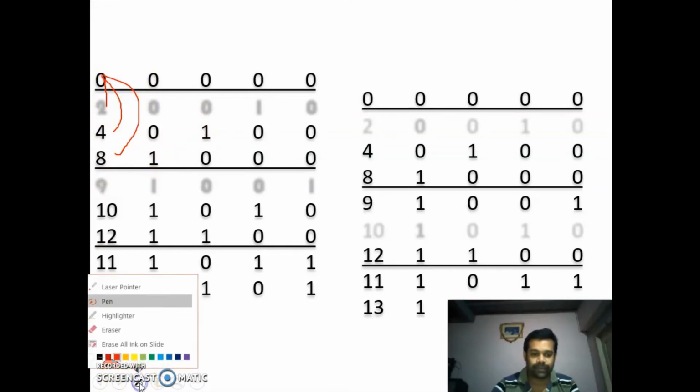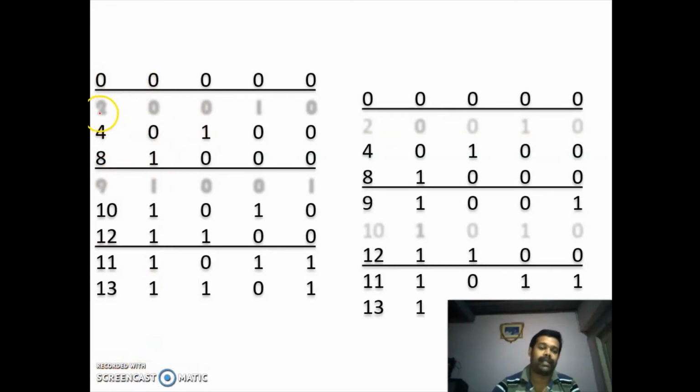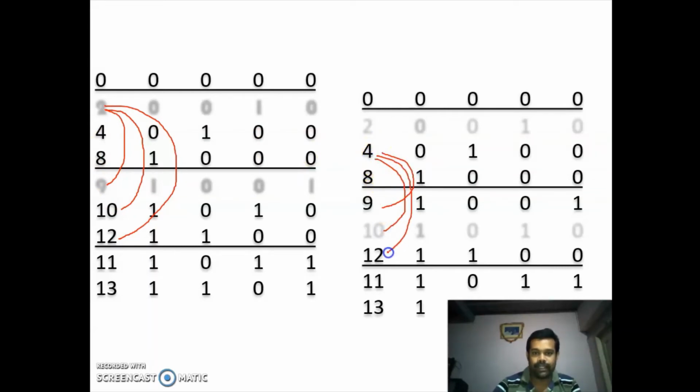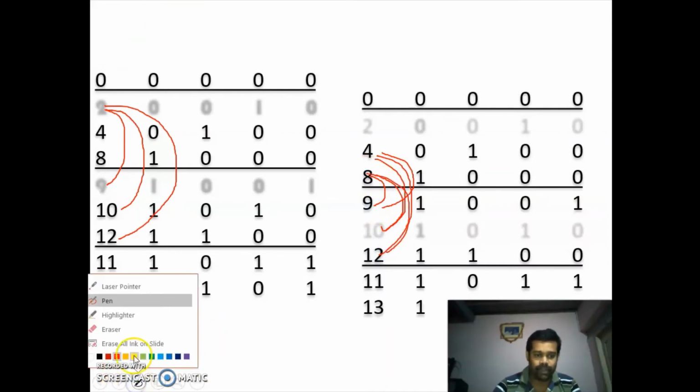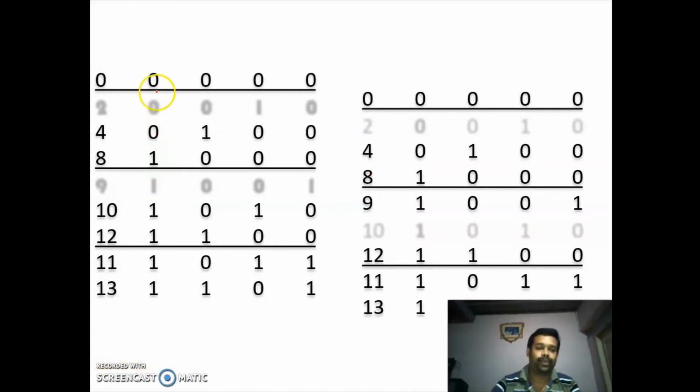Now we are going to compare 2 with 9, then 2 with 10, then 2 with 12. After completing this, we are going to compare 4 with 9, 4 with 10, 4 with 12. After completing this, we are going to compare 8 with 9, 8 with 10, then 8 with 12. So now we are comparing 2 and 9.